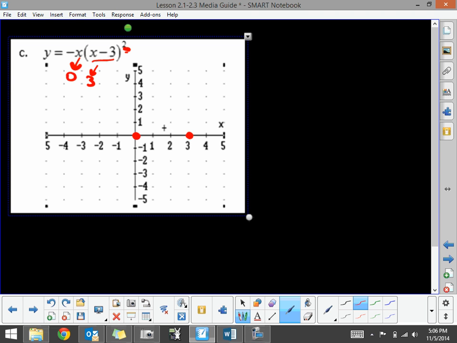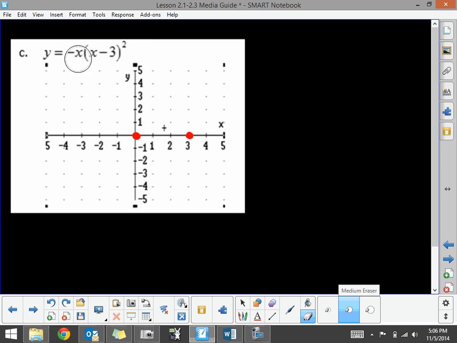And the other thing I want to make sure is I pay attention to my negative sign, because it's negative, it tells me something about the end behavior. And the overall degree of this, if we have an x to the first times x to the second, this is a third-degree polynomial, so it's telling me the shape. Because it's negative, it's going to start high and finish low. So I had that general idea in my head.